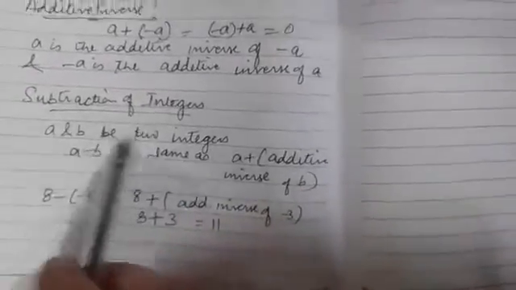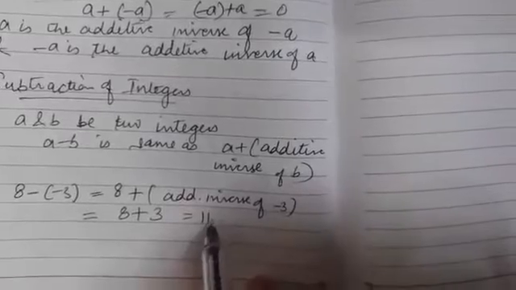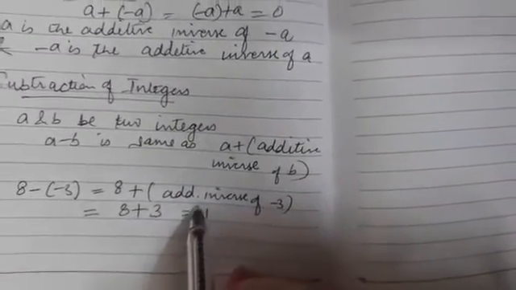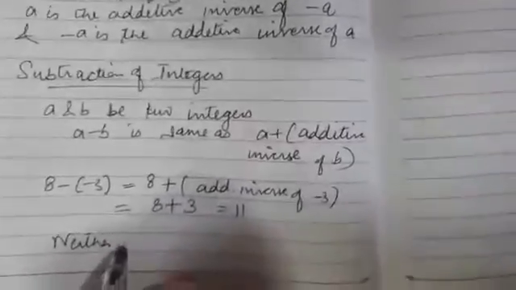So if we subtract two integers, then the answer is also an integer. Subtraction of integers is neither commutative nor associative.